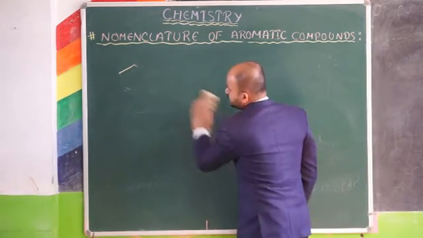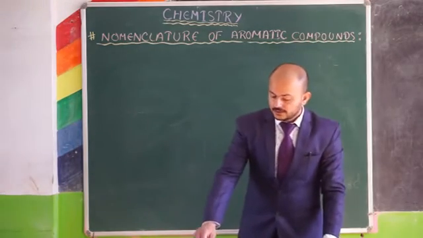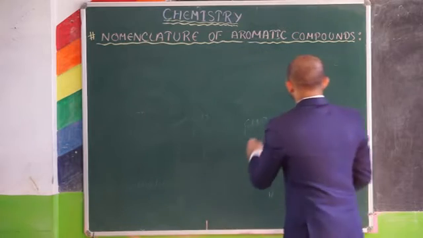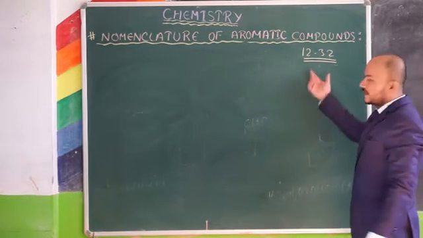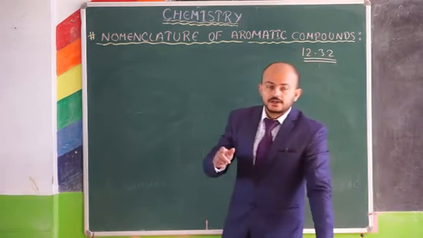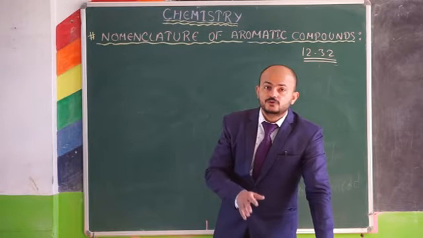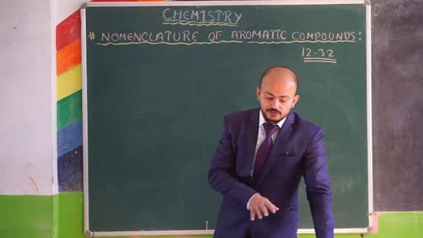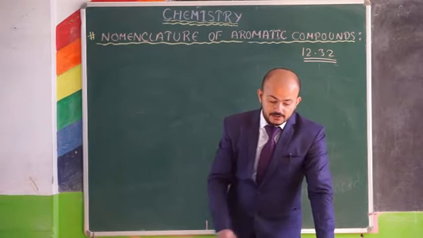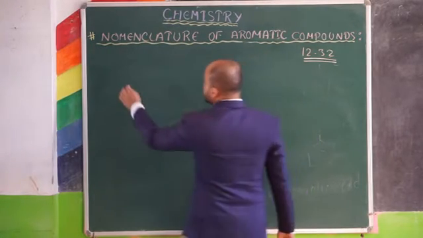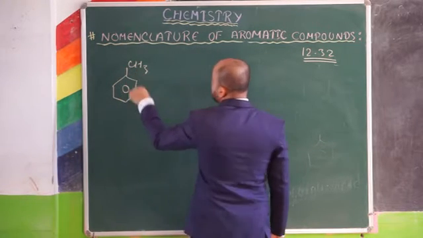In your book, page number 12.32, you have different structures of aromatic compounds and their names. You have to go through page 12.32 and 12.33 and remember the names of these compounds. Now similarly, this is benzene, and here you have CH3, this is toluene.